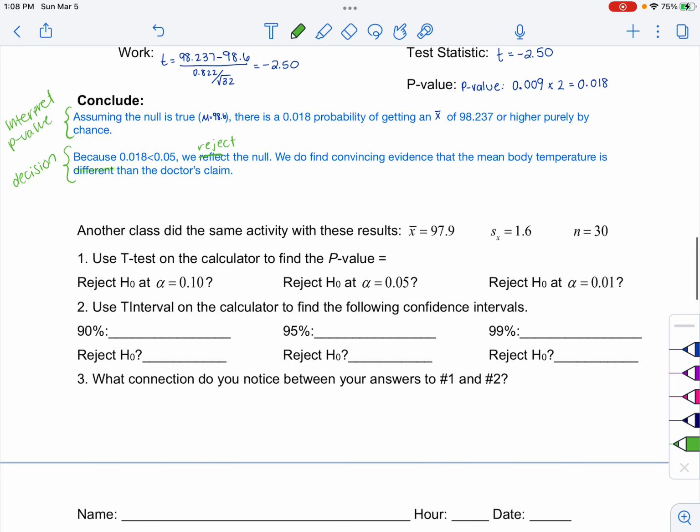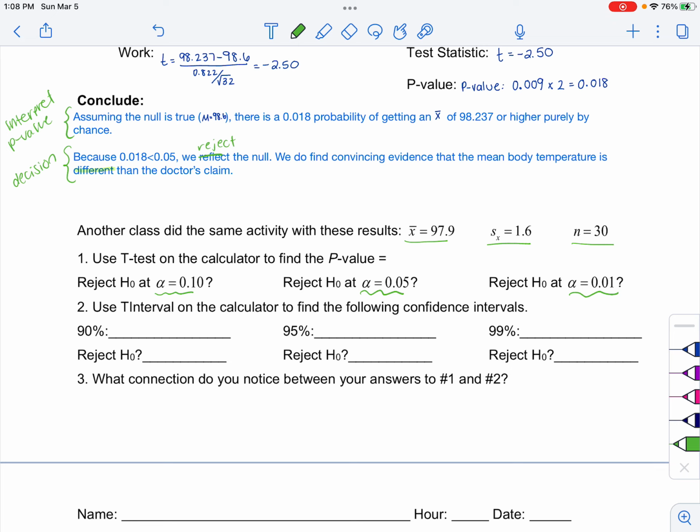Okay, so this part says another class did the same activity with these results. X bar is 97.9, standard deviation is 1.6, and sample size is 30. Use the t-test on the calculator to find the p-value. All right, so we have three different significance levels, and we want to determine whether we're going to reject the null at all three.